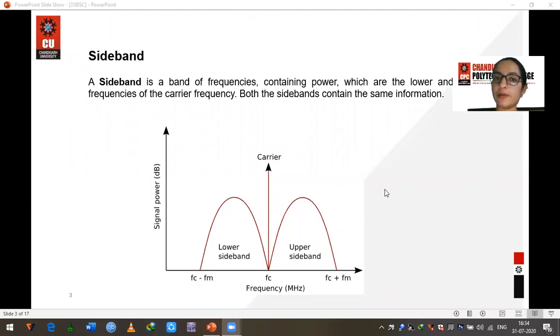What is a sideband? It is a band of frequencies containing the lower and upper frequencies of the carrier frequency. Both the sidebands contain the same information. We already know that. In this image, you are able to see that the lower sideband will be Fc minus Fm and the upper sideband will be Fc plus Fm, and in between there is the carrier frequency Fc.